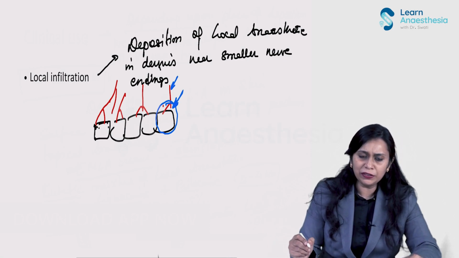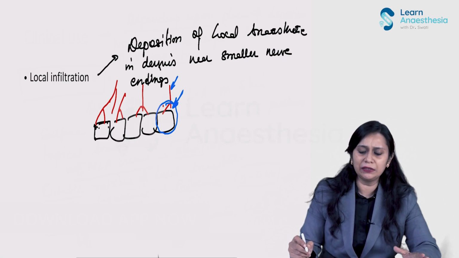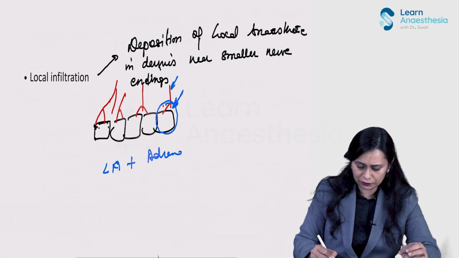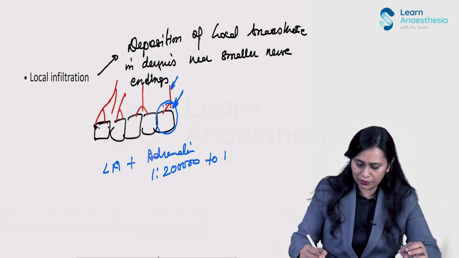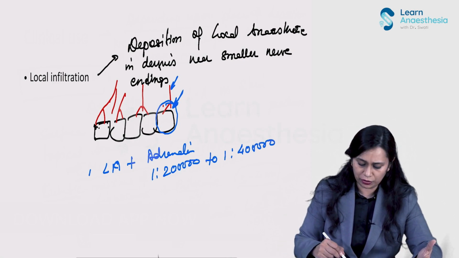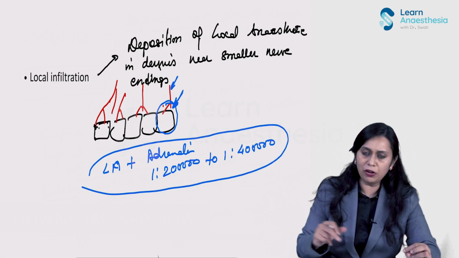Now, for local infiltration, mostly adrenaline is added. So, for local infiltration with local anesthetic, we always add adrenaline in 1 in 2 lakh to 1 in 4 lakh concentration. So, 1 in 2 lakh to 1 in 4 lakh concentration, we add local anesthetic with adrenaline. Got my point? So, this is for local infiltration.